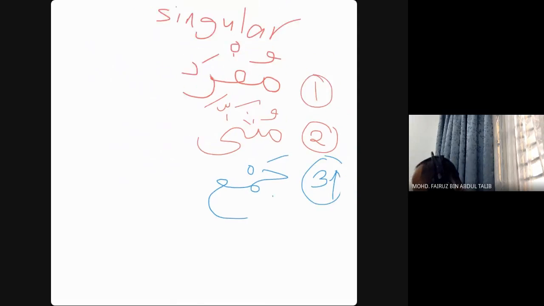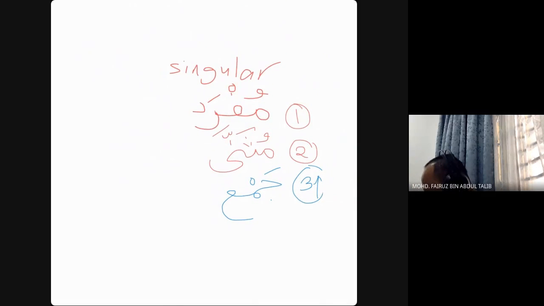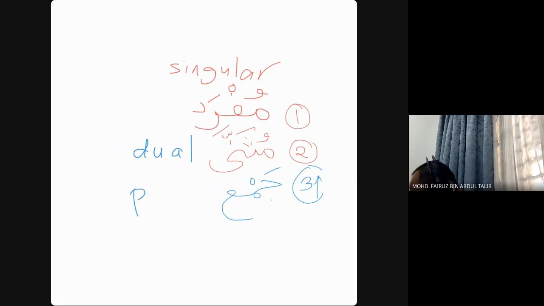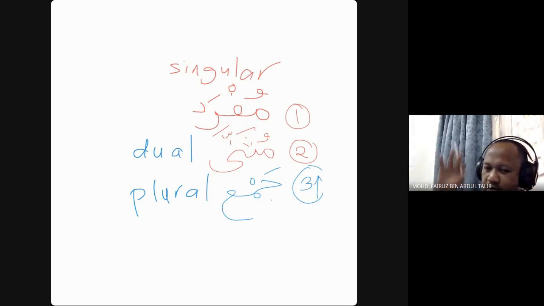So these are the three terms that you need to remember. First is called mufrad for singular. Second is called musanna, dual, and third is called jama', which is plural. Jama' is for 3 and above. So that is the introduction for the topic of singular and plural. Any question for the terms?